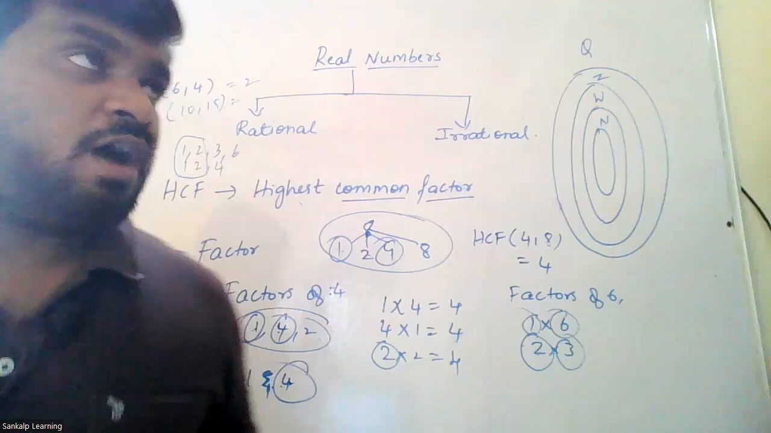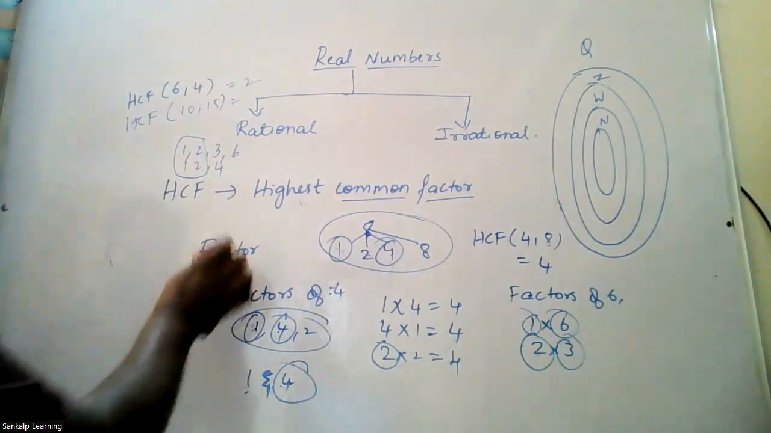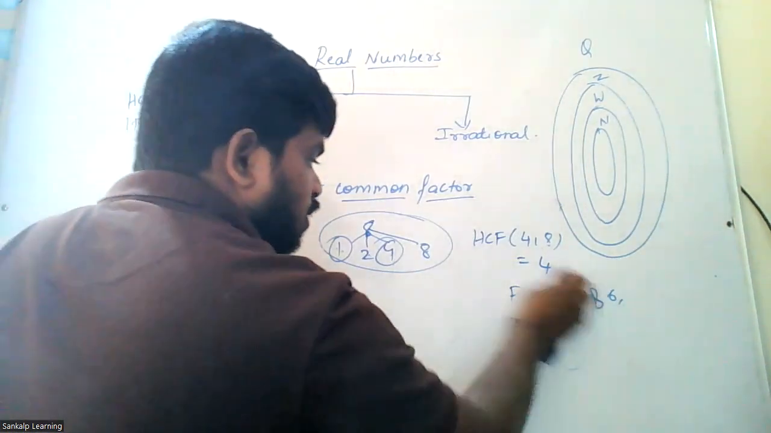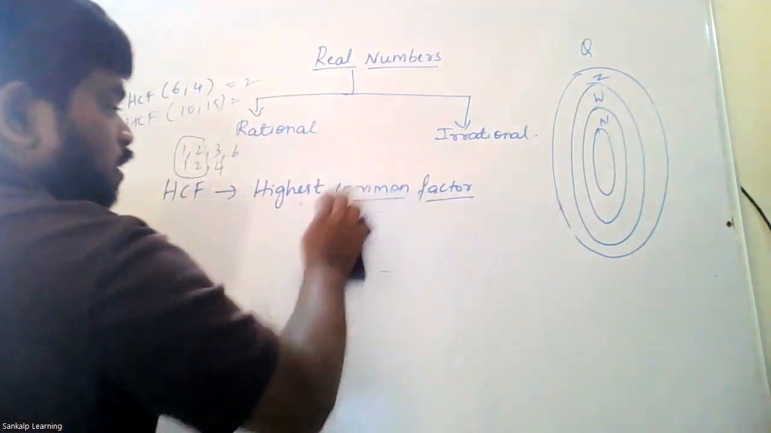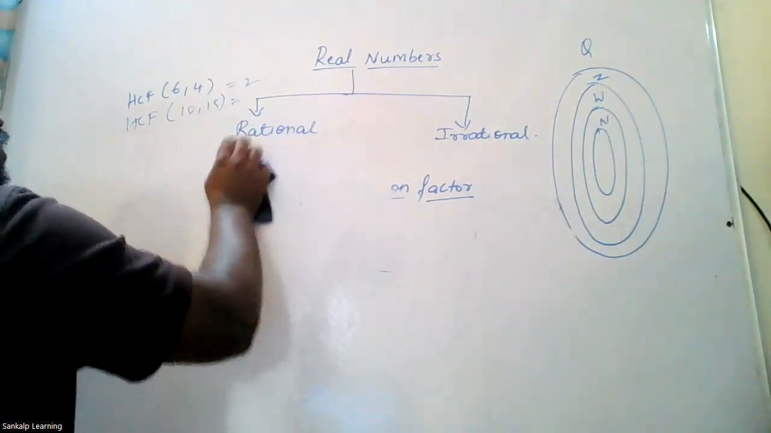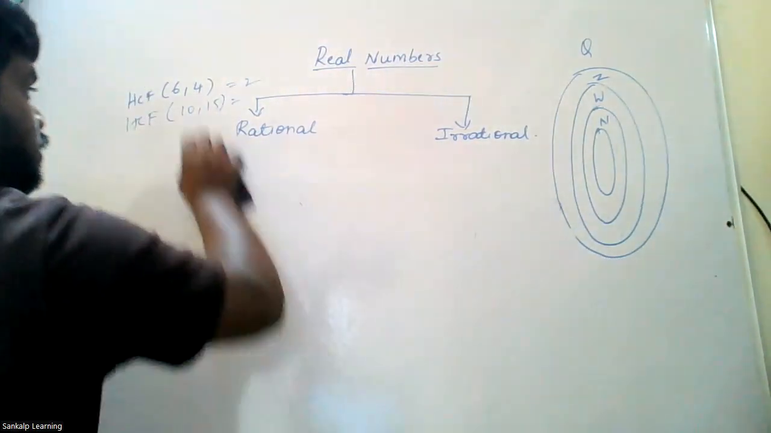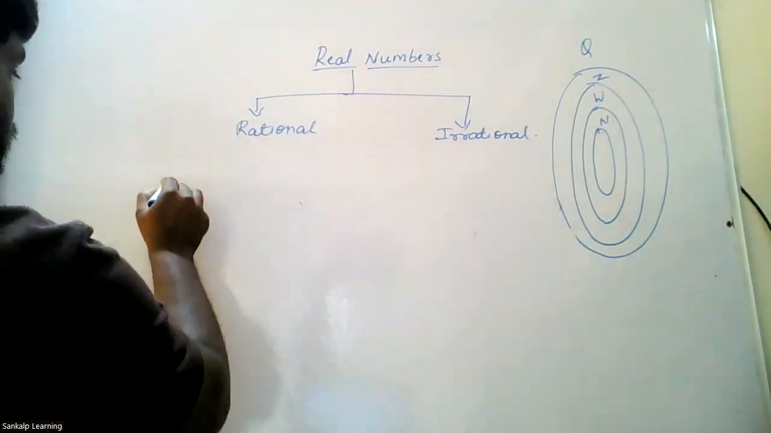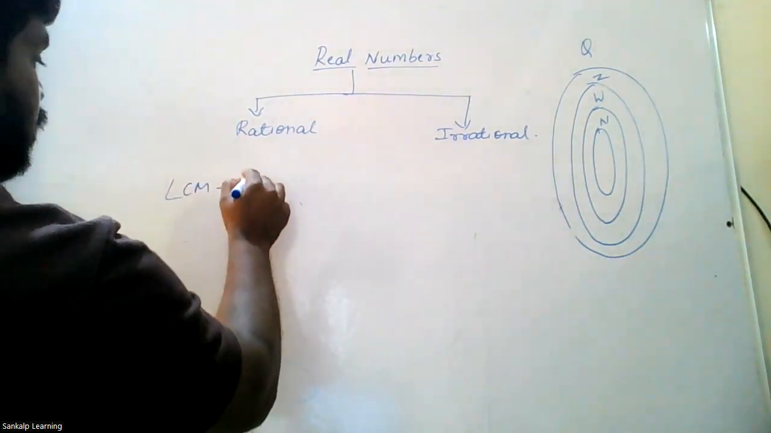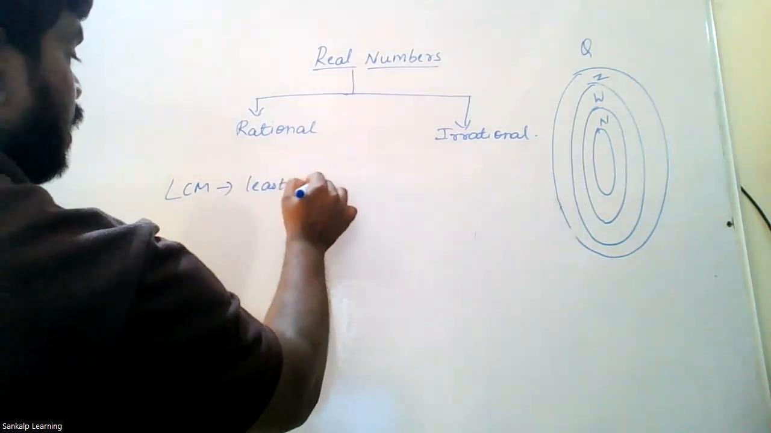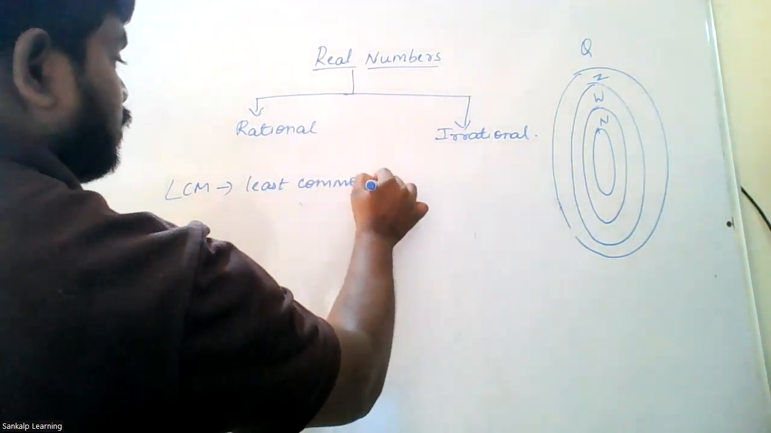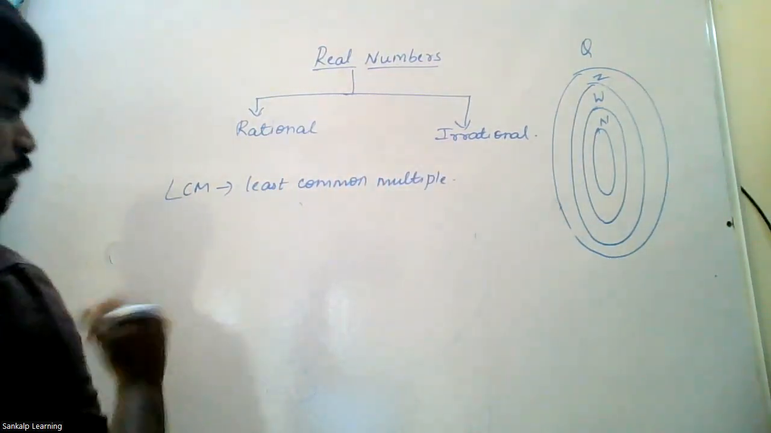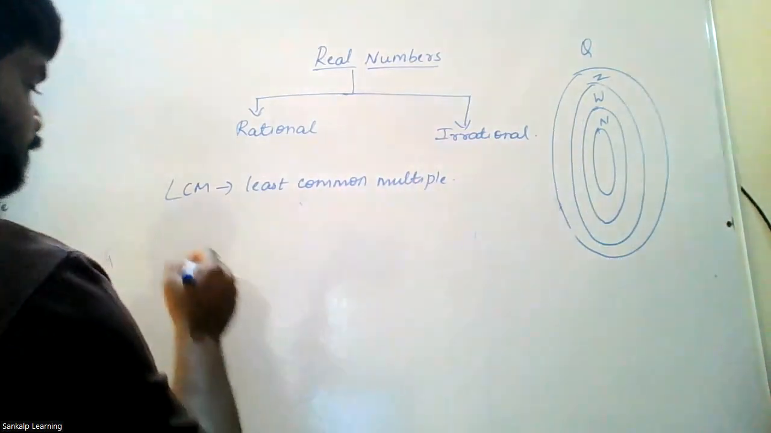Now let's come into LCM. What is meant by LCM? LCM is least common multiple. Suppose let's start with this word multiple.